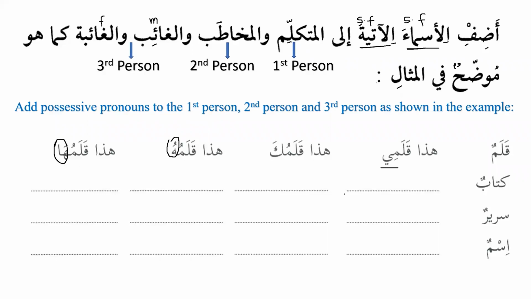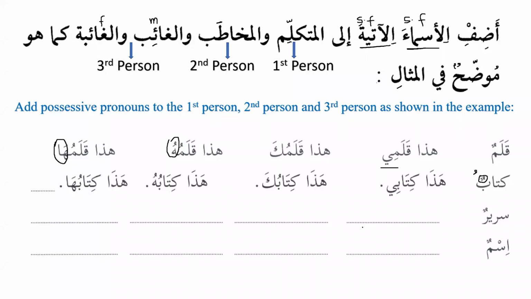So now basically, we have to focus on two things. Number one, when we use the attached pronoun, the tanween will disappear and the tanween will change into dhamma only. And number two, we have to make sure that we use the right attached pronouns following the example. So what about kitab? So it will be kitabi, hadha kitabi, excellent. And then we continue, hadha kitabuka, and hadha kitabuhu, and hadha kitabuha.